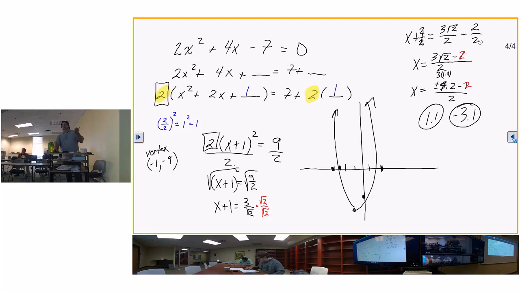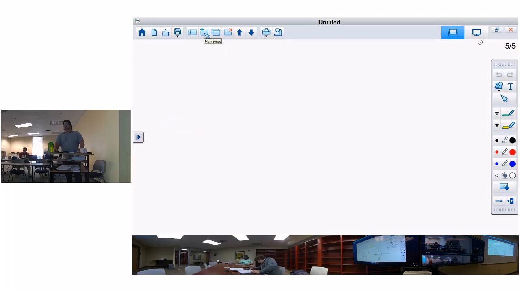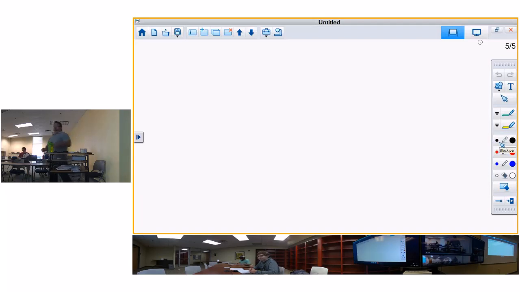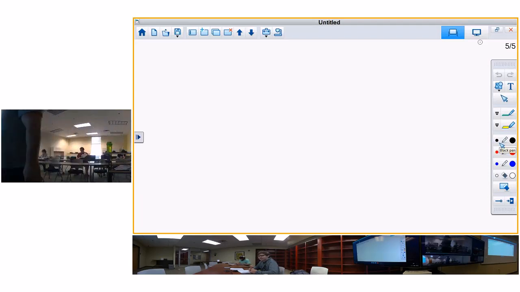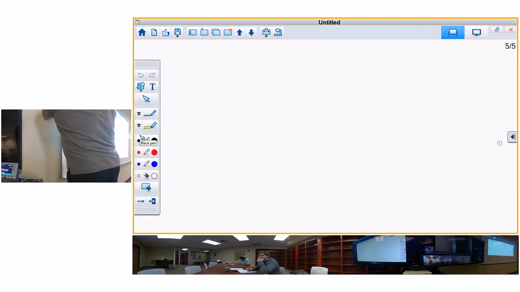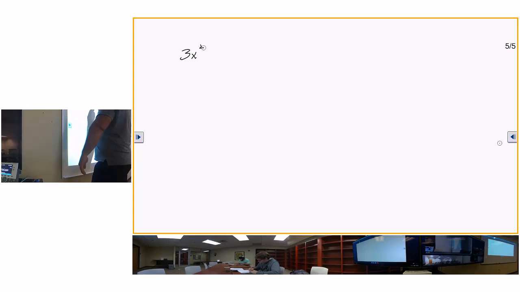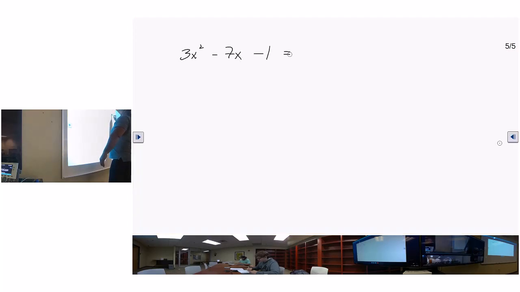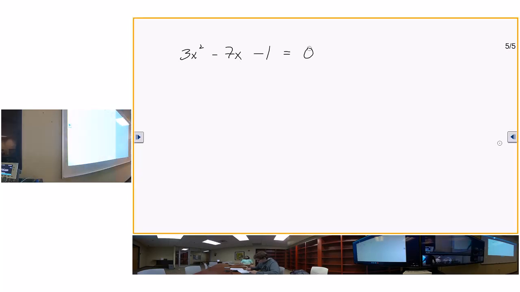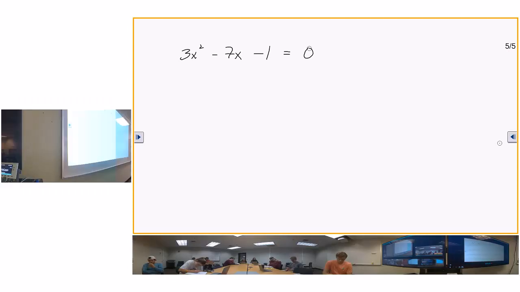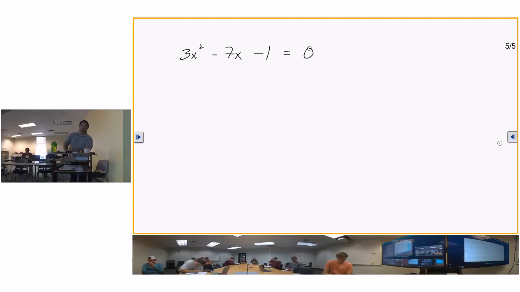Let's bump it up one, and let's do this. I'll give you a positive 1. I'll give you a positive 2 or positive 3. 3x squared minus 7x minus 1 is equal to 0. Now what's that going to give us? Fraction. And that's when half of y'all do what?